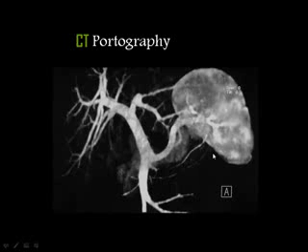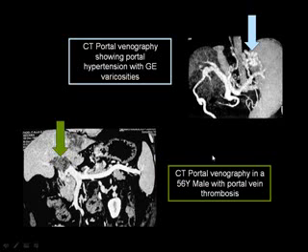Before this era, you used to introduce a needle in the spleen and inject a big amount of contrast material to see the portal circulation. There is a risk of splenic rupture or subcapsular injection of contrast material and so many complications. But now you inject a little amount of contrast material intravenous and use the CT technology to have this image.